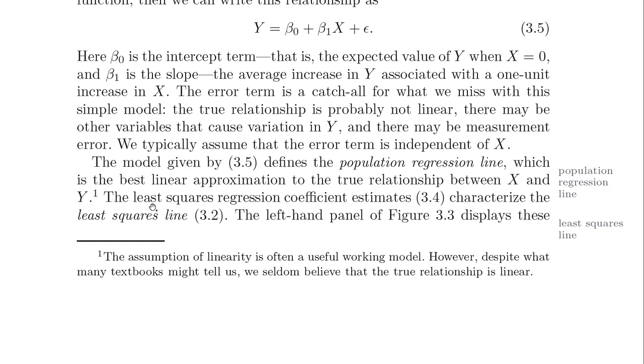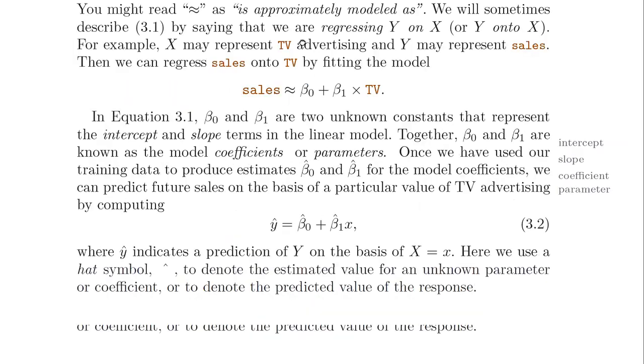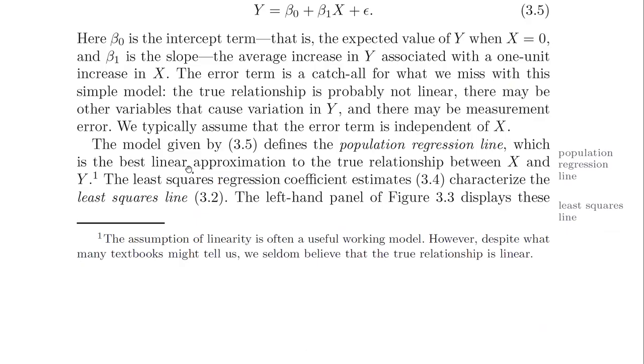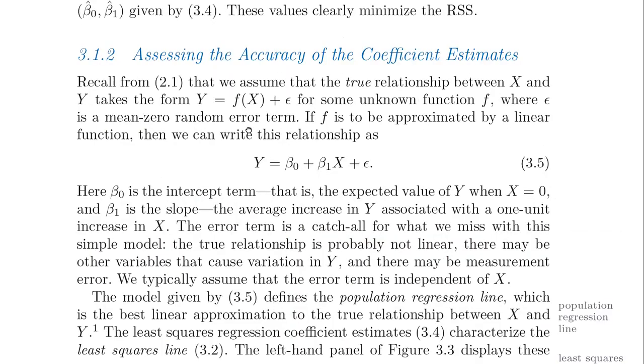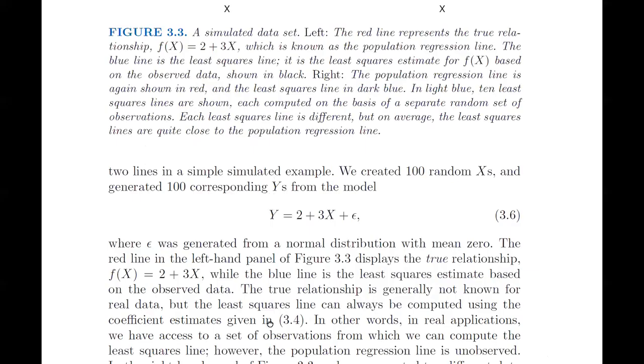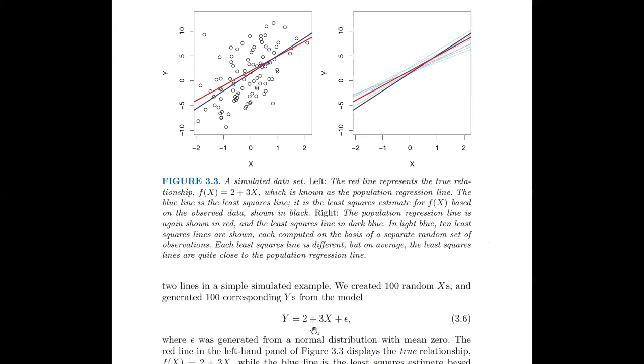Oh, actually what they're saying is the least squares regression coefficient estimates, not a verb, characterize the least squares line, 3.2. The left-hand panel of figure 3.3, which is on the next page, displays these two lines in a simple simulated example, which is very similar to what we did in our previous session using Excel. We had created less than 20.